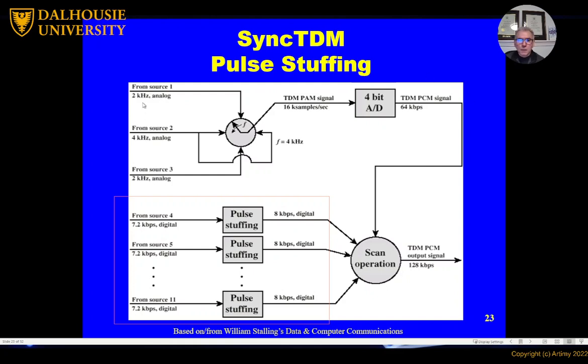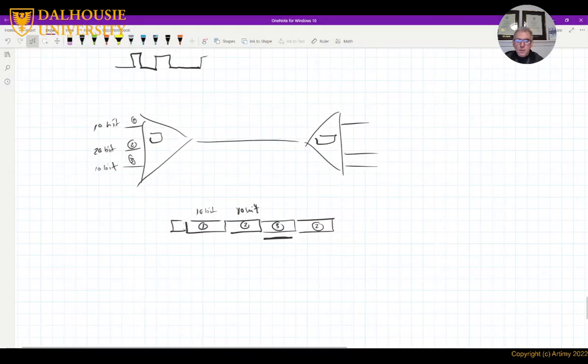The data is coming from here as analog, and you see the switch. The switch turns into source 1, and then switches to source 2, then switches to source 3, and then switches to source 2 again. So it goes 1, 2, 3, 2, 1, 2, 3, 2. This is similar to going to station 1, station 2, station 3, station 2.